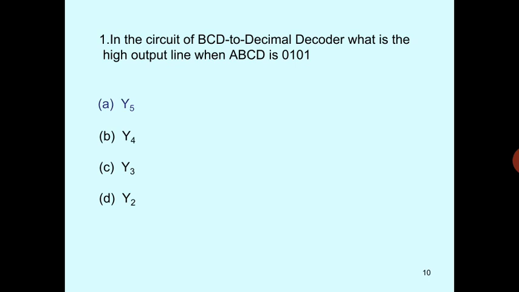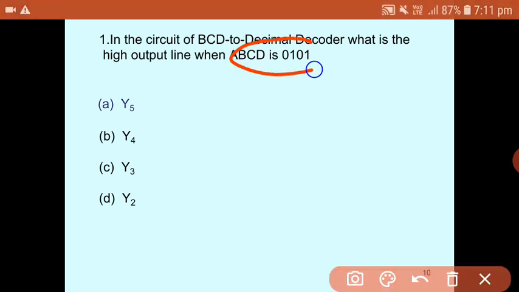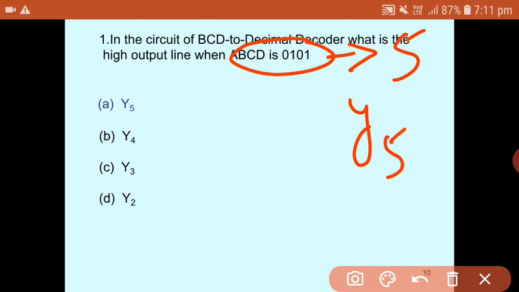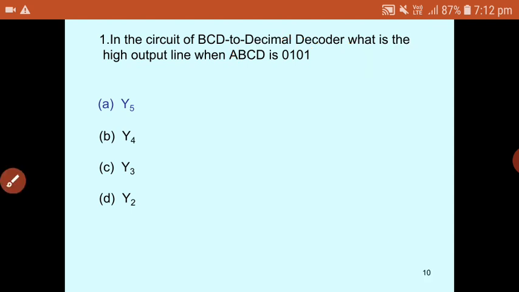That means for the input combination 0101, its equivalent decimal number is 5. So the corresponding output will become high. Y5 will be high, and all the outputs from Y0 to Y9 except Y5 will be low. That is the meaning of BCD to decimal decoder, converting the given binary code into its equivalent decimal.